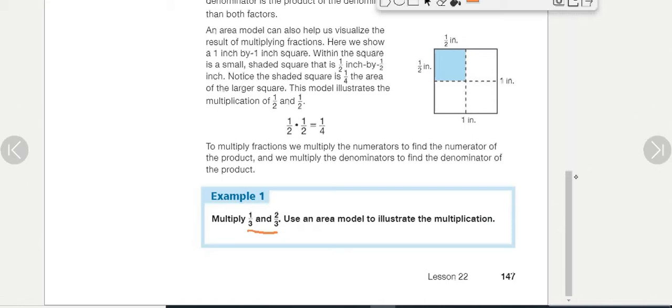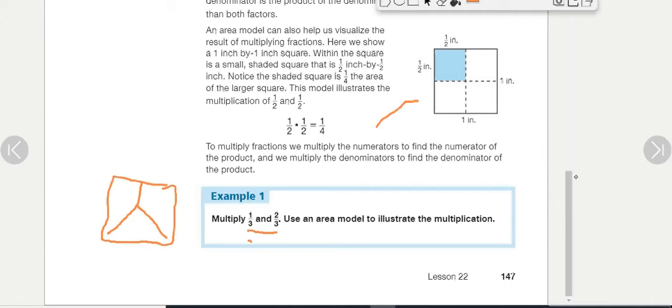You can use these area models to help visualize. Maybe I could use a square here. Let's cut into thirds. If I multiply 1/3 and 2/3, just looking at how they use this. Yeah, we'll see what they do on the next page.